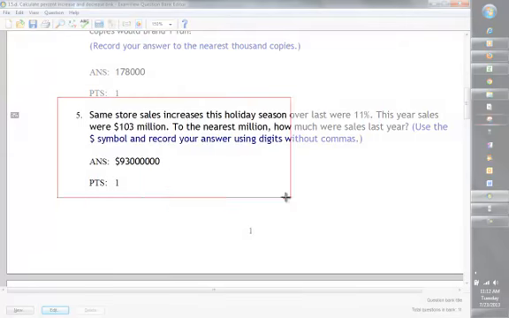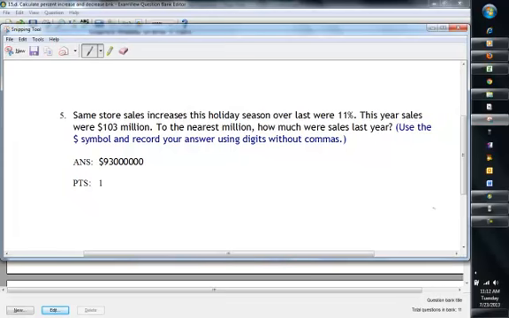Next one. Same-store sales increase over last year. So this is the part. The new year is always the part. 103 is the base times 1.11, because it's 11% more. Divide both sides by 1.11.